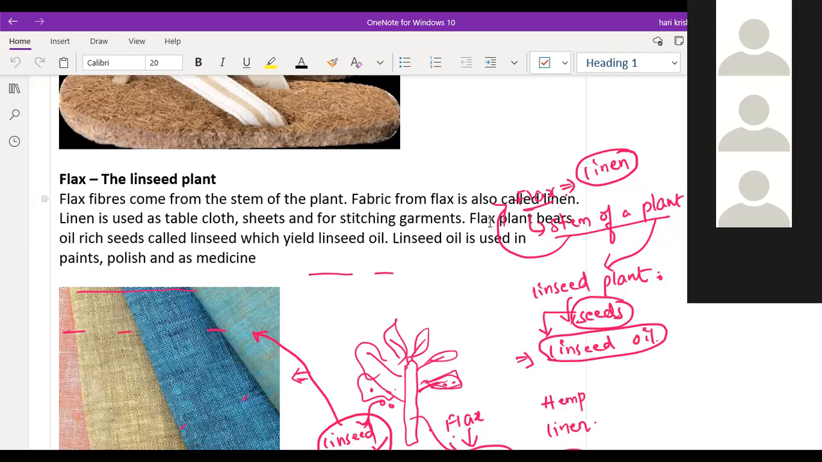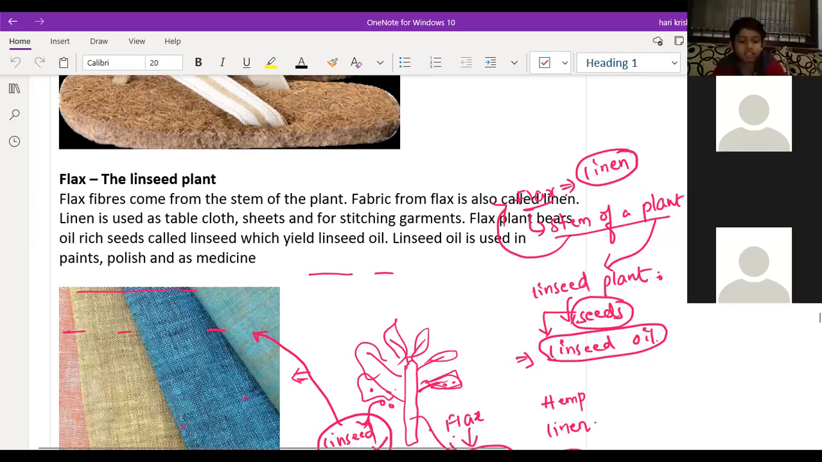No. Stitching of the garments. What about Daksh? Today Daksh is not there in the class. Sir, last class, maths class also, he didn't come, sir.